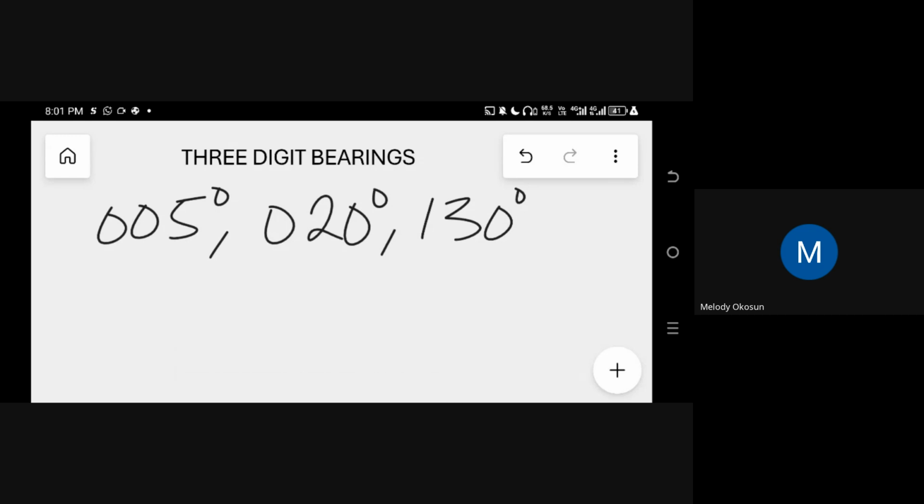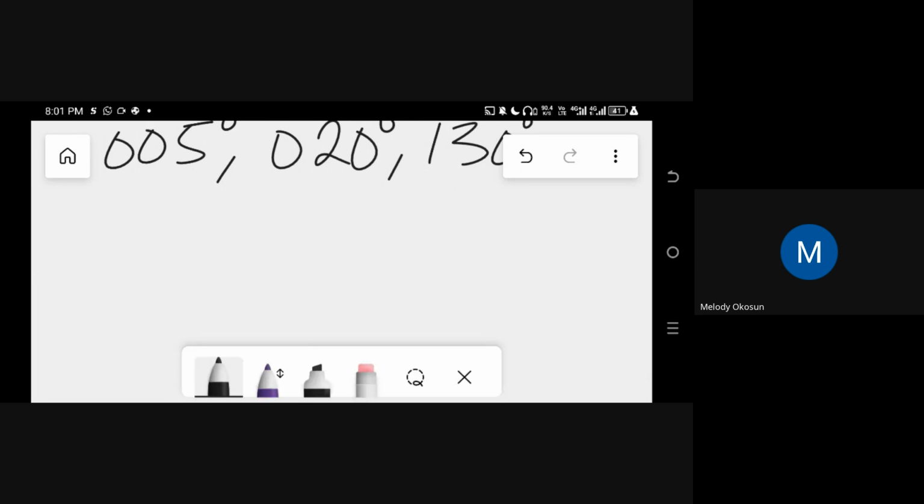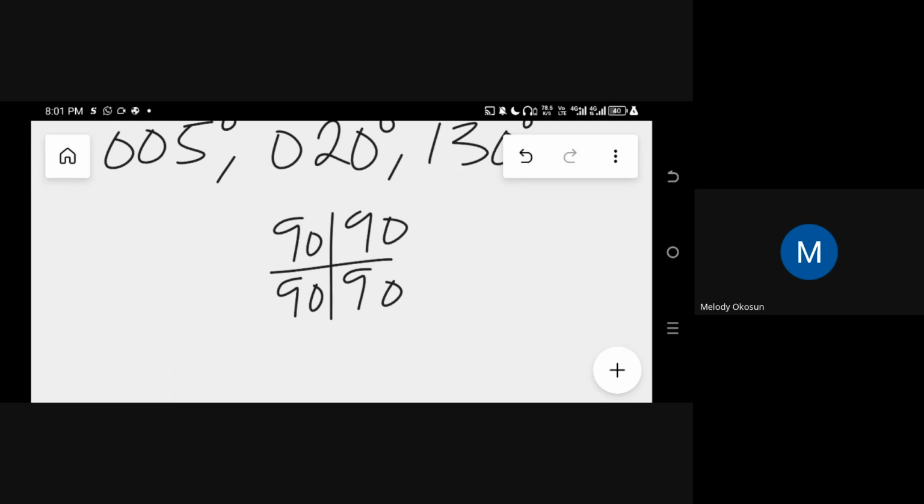Now, for the three-digit bearing, we'll see the arrangement of how it is. Remember, we did say that we have four quadrants, and each of them carries 90 degrees. So that gives a total of 360 degrees. In compass bearing, you're looking at each quadrant alone: 90, 90, 90, 90. But in three-digit bearing, as you move, the quadrants add up to give you a bigger bearing. This is what I'm trying to say.